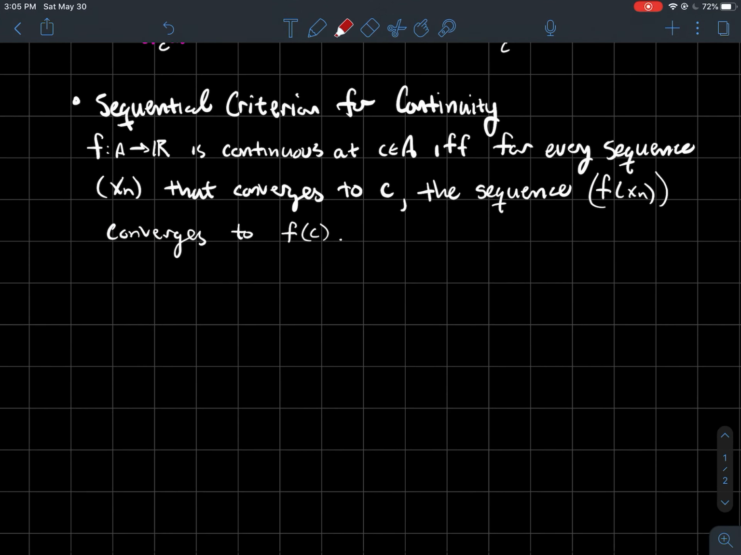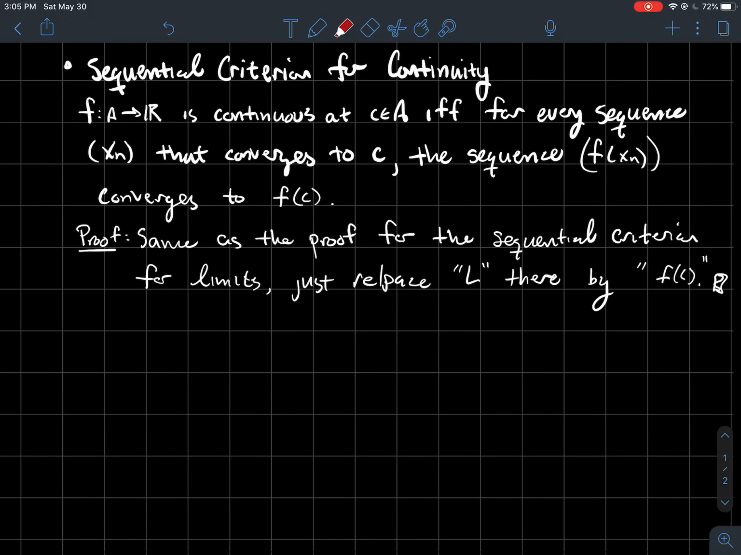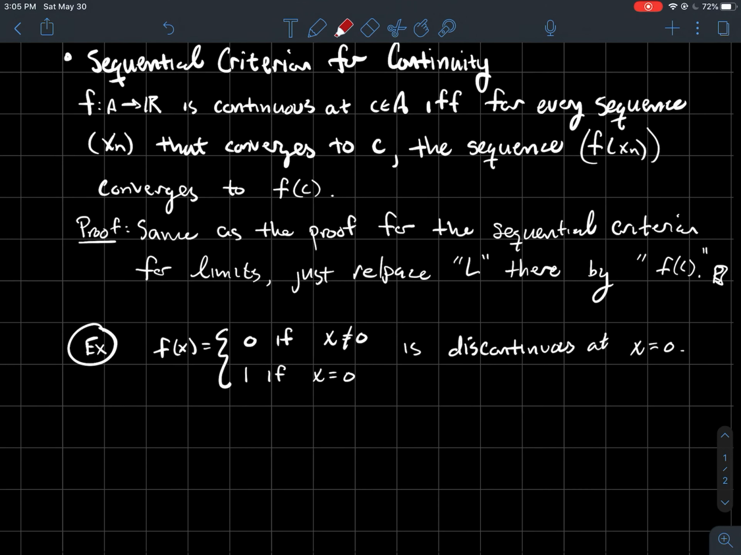And to give you an example about why this might be useful, this is useful for trying to show something is not continuous. Instead of not continuous, I'll probably say discontinuous. As far as the proof of this goes, if you look back at the video that I made about the sequential criterion for limits, just replace all the L's you saw there with f of c, and it's the same proof. So where might the sequential criterion for continuity be useful?